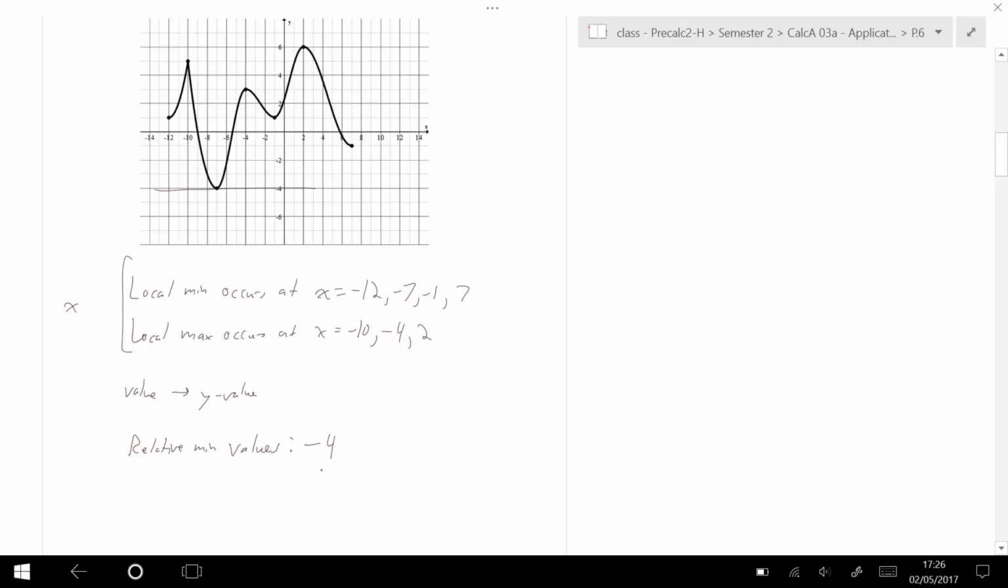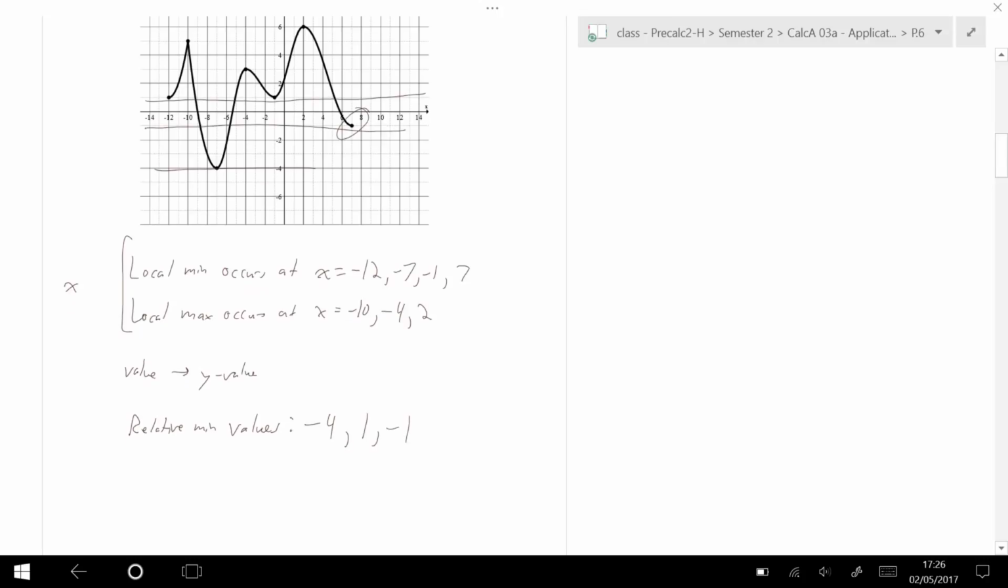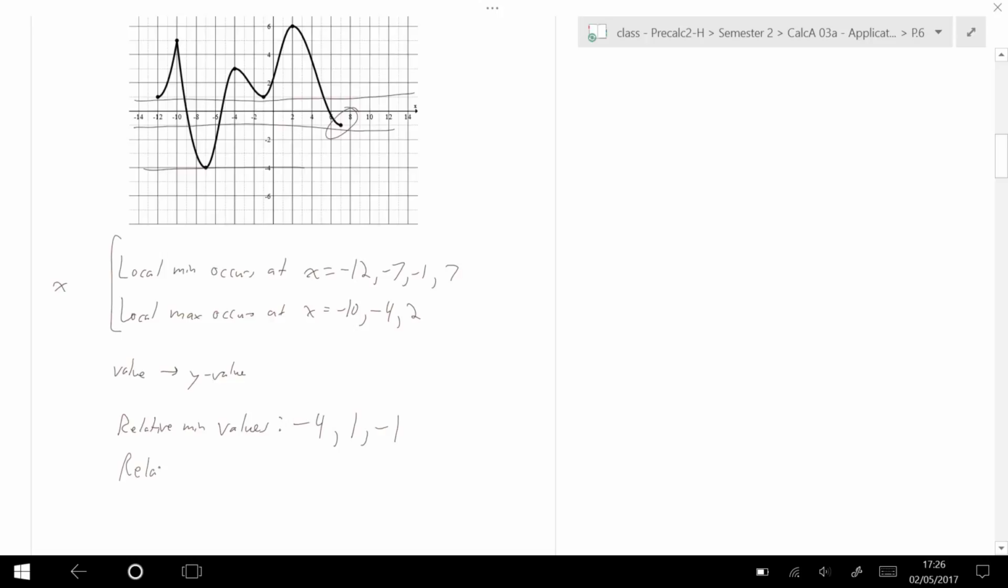At x equals negative 12, we got -1. We also have that same y value at x equals -1. So +1 is another one. And -1 right here would be that one. And then my relative max values happen horizontally at these places. So at -10, we've got a max value of 5.